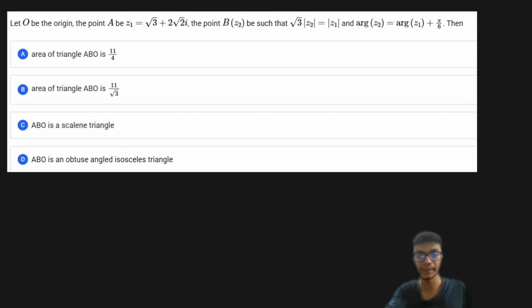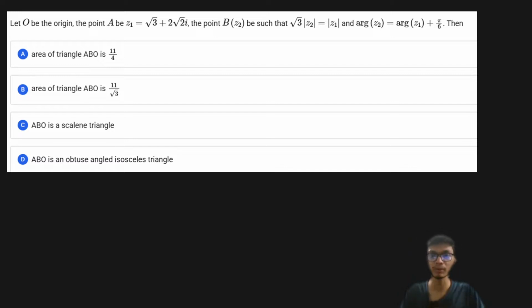Now the next problem is an interesting problem, right. It is about the geometrical representation of complex numbers. The problem says that let O be the origin and the point A be Z1, such that Z1 is the complex number root 3 plus 2 root 2 iota, and the point B is Z2 such that root 3 times mod of Z2 is equal to mod of Z1, and the argument of Z2 is equal to the argument of Z1 plus pi by 6.